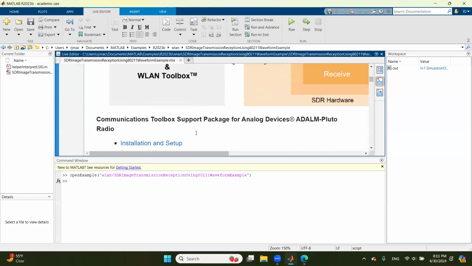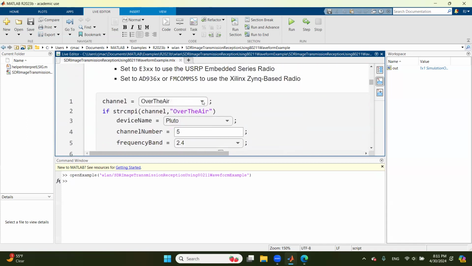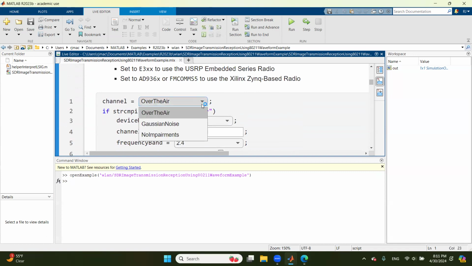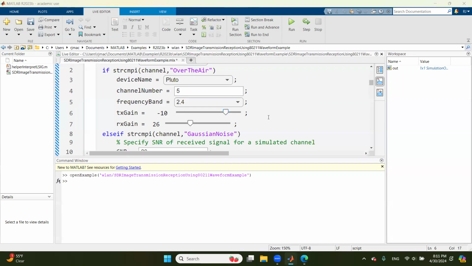So going back here into MATLAB, you can see it's already set to over the air, but in that online thing, it had the Gaussian noise set. One thing to note, when I was playing around with this, I had to bump up the transmitter gain a little bit in order to actually receive the signal. So I think a gain of -10 worked for me.